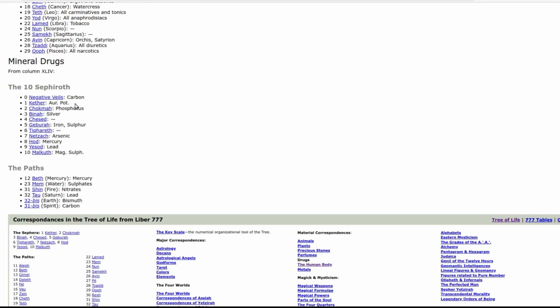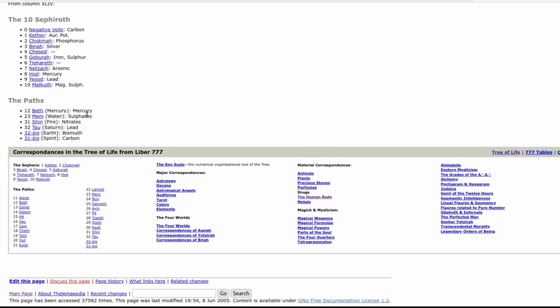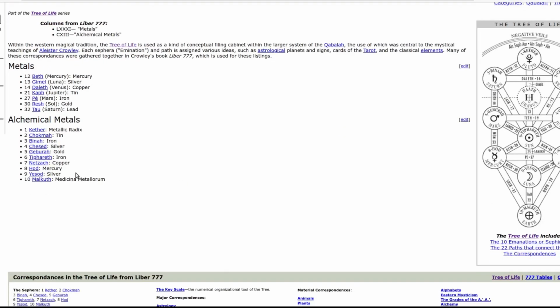Metallic or mineral drugs. Aurum potable, so edible gold. Hokmah's phosphorus, Banar's silver. Gibra, it's iron or sulfur. Nazak is arsenic. Hod is mercury. Yesed is lead. And magnesium sulfate, I think, for Malkuth. And then mercury, water sulfates, fire nitrates, Saturn, lead, earth, business, spirit, carbon. Interesting. Here, of course, we have, as you would assume, the basic metals, which relate to the archetypes.